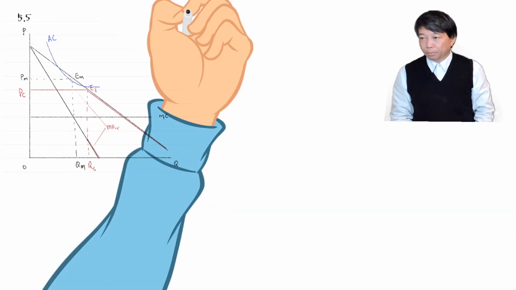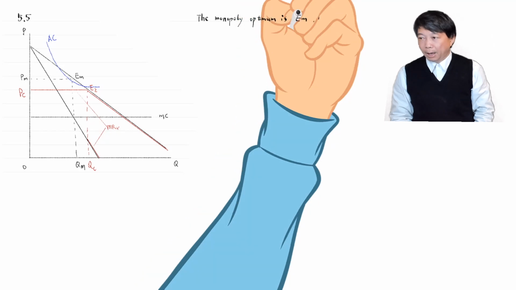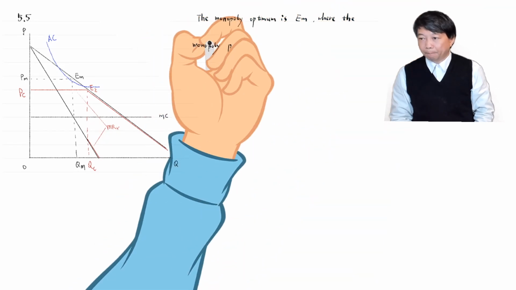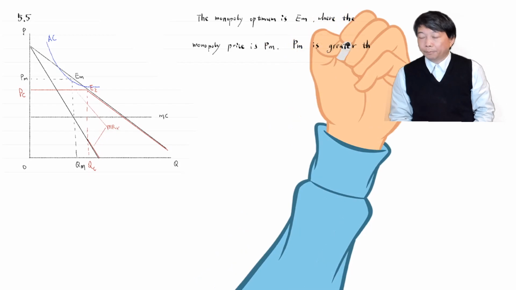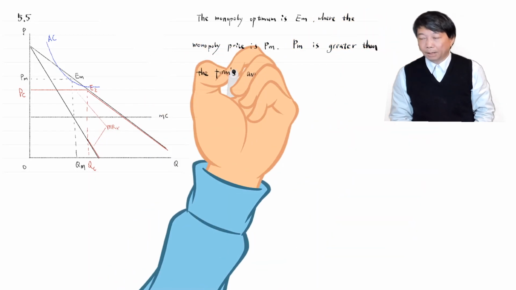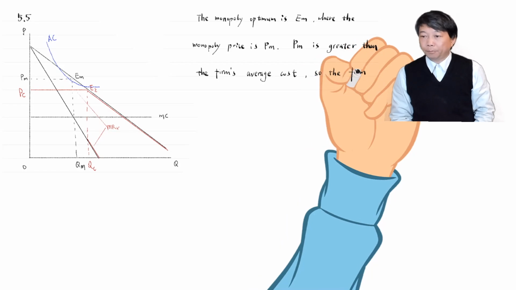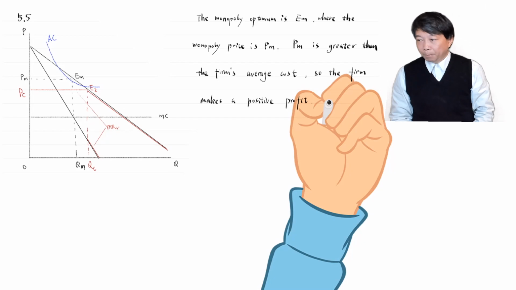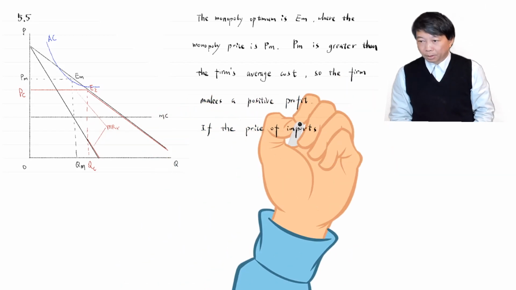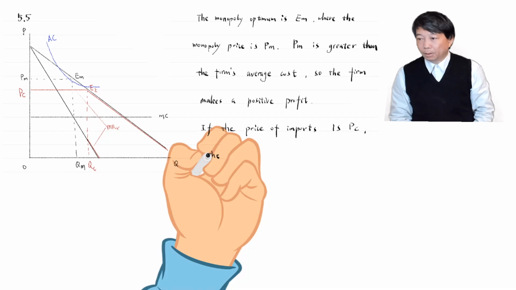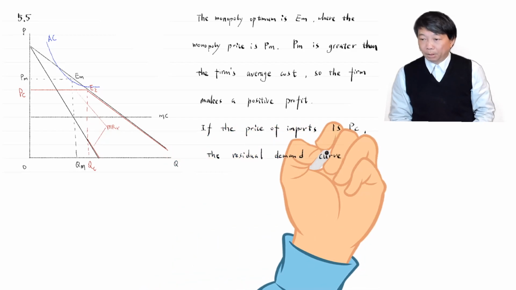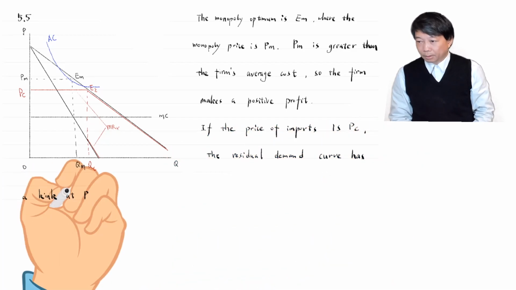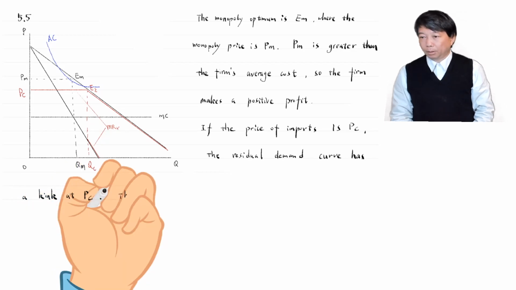As the graph shows, the monopoly optimum is EM, where the monopoly price is PM. PM is greater than the firm's long-run average cost at that monopoly output, so the firm makes a positive profit. If the price of the imports is PC, which is lower than PM, the residual demand curve the monopoly faces has a kink at the price PC. The corresponding marginal revenue curve, MRR, has a jump.